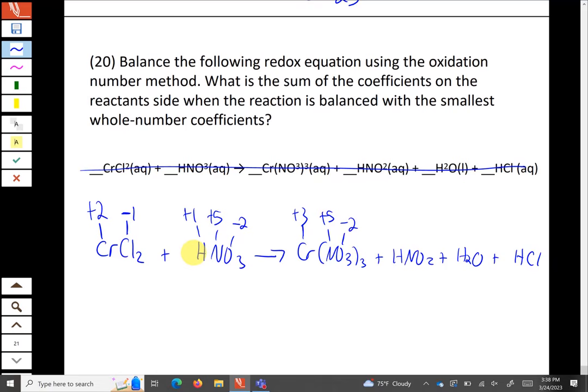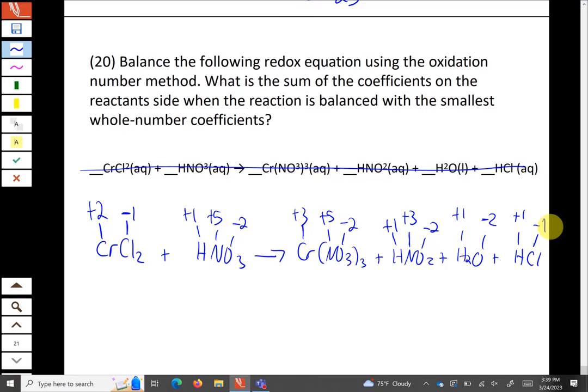For HNO2, though, we have a different formula now. So when we have -2 for oxygen and +1 for hydrogen, -4 plus 1 is -3. So that means this nitrogen is now +3. And then for water and HCl, we have +1 and -2, and then +1 and -1. All right, so that's going to be all the oxidation numbers.